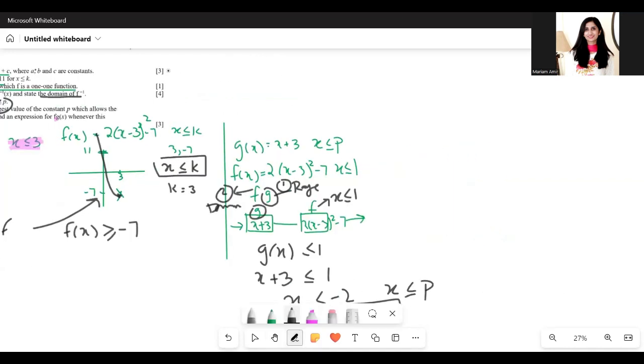Okay, next they're asking for the expression fg. So we know for that we just substitute g in f. So 2 times, instead of x, I'm going to write x + 3, then −3 whole squared, minus 7. That's just 2x² − 7. That should be the answer for the last part.